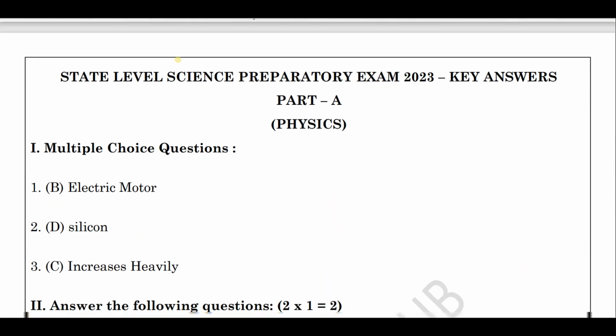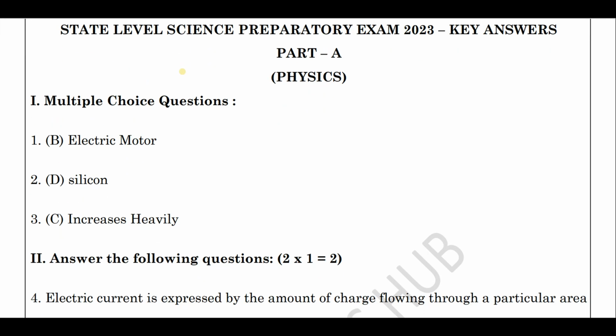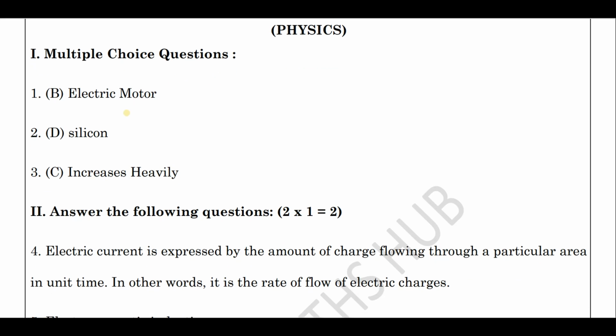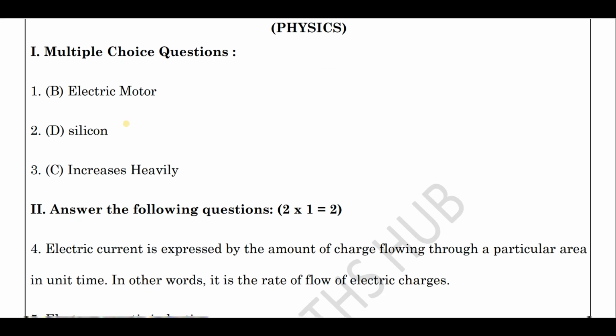We'll go to the first question. The answer is electric motor. The device which converts electrical energy to mechanical energy is electric motor. The element which is used in making solar cell is silicon. Therefore, the correct answer is option D, silicon.